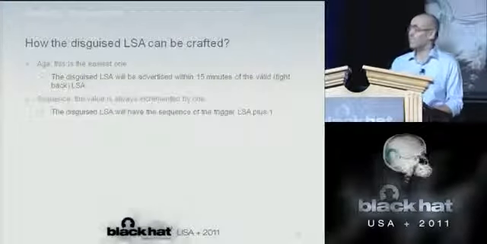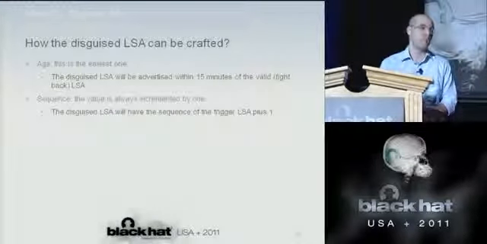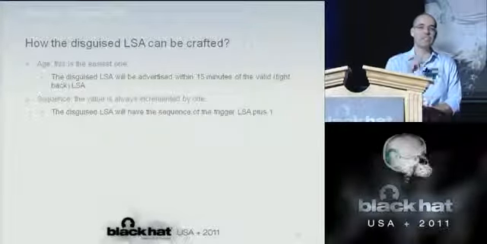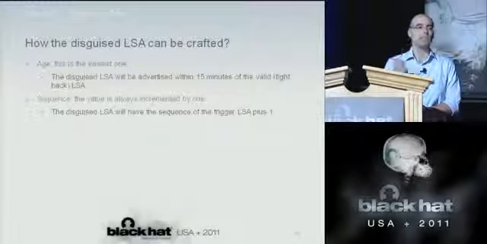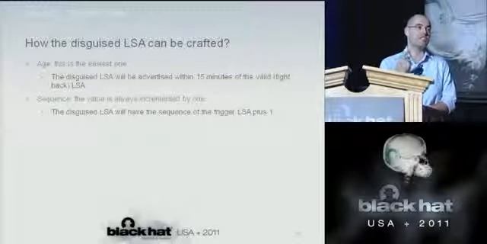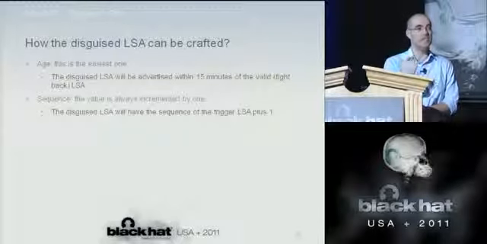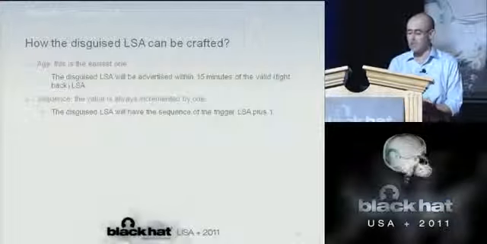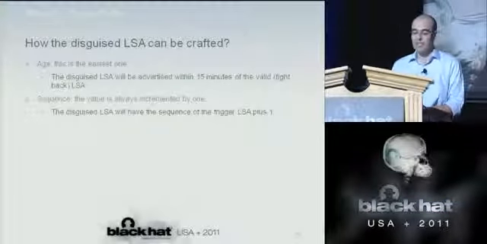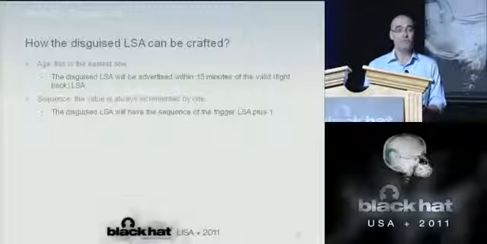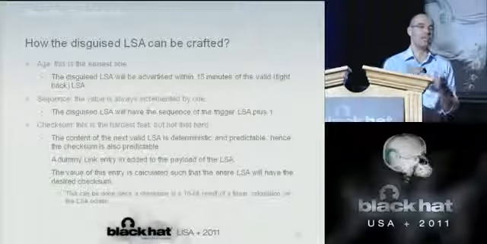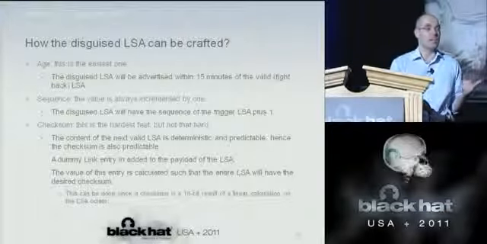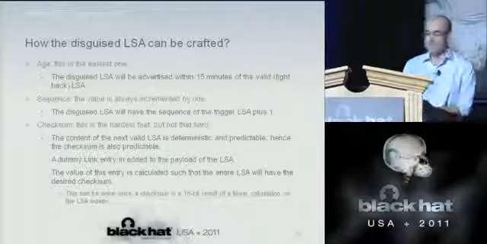The next one is the sequence number. Again, very easy, because we know that the sequence number of the fightback LSA is always incremented by 1 as compared to the trigger LSA. This means that we have to send out the disguised LSA with a sequence number that is incremented by 1 as compared to the trigger LSA. Again, very easy. The hardest feat here is to make sure that our disguised LSA computes to the same checksum as the future fightback LSA.